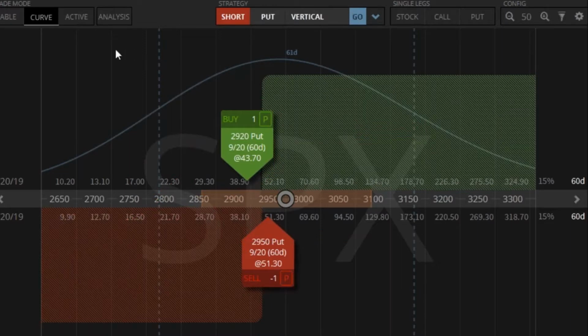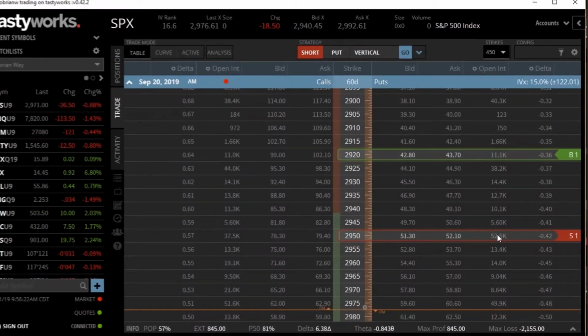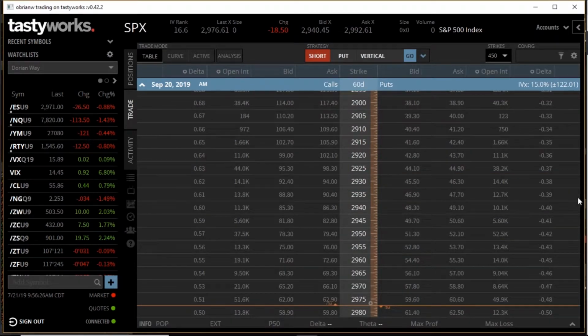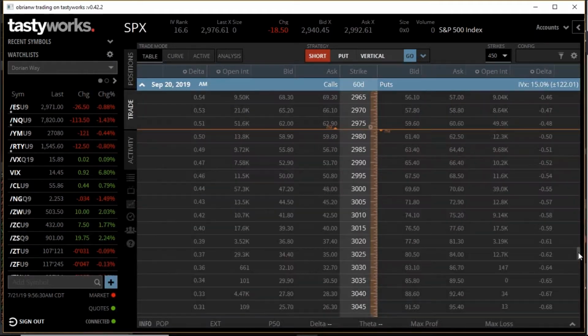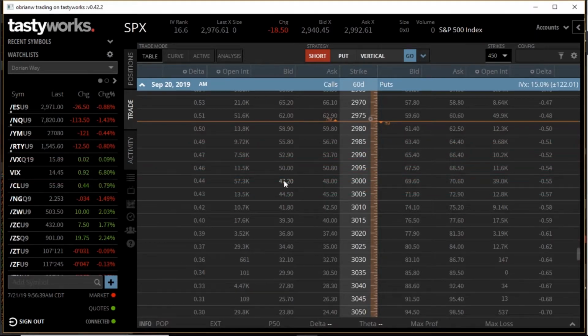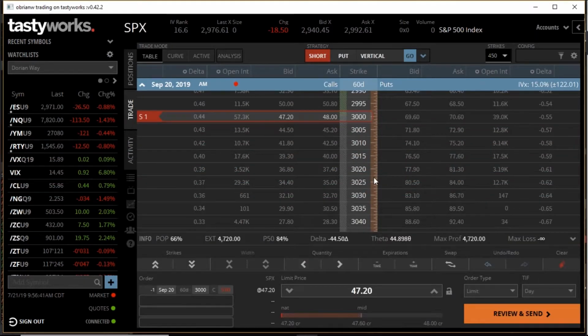All right, so let's go back over to the option table here, and let's click clear. And then let's go and sell a short call spread. So a short call spread is basically the opposite of a short put spread. The short call spread is when you sell, you click on the bid, and let's do this for 40 points wide.